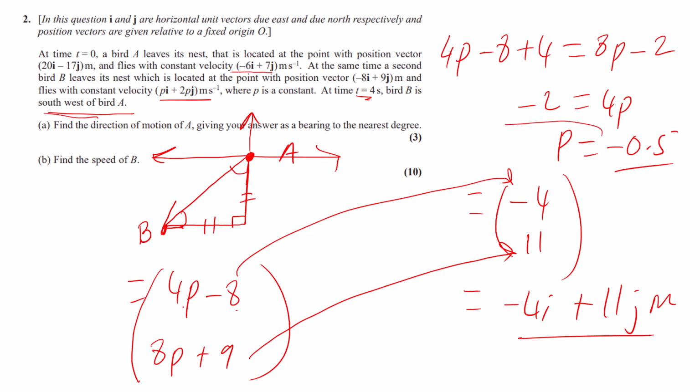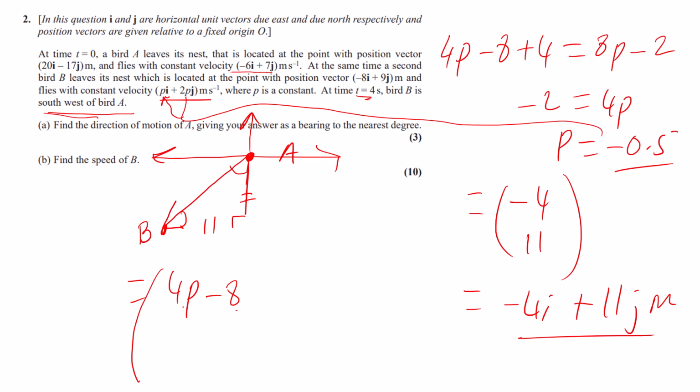Now, once you found p, sub it in here and there, and then you do Pythagoras, because the velocity of B is this, but they're asking for speed. So you do Pythagoras with speed, get the magnitude of velocity. All right, so that's what we're going to do now.